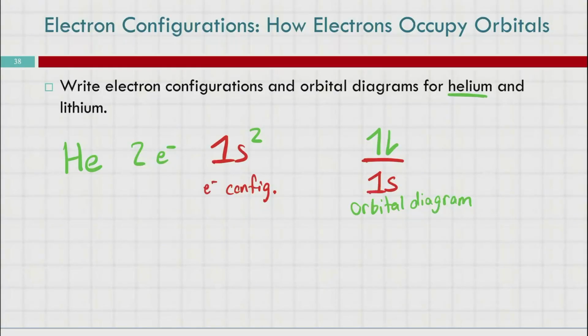All right, moving on to lithium. Lithium is one of our alkali metals. It's number 3 on the periodic table. How many electrons does lithium have? Lithium has 3 electrons. And where are we going to start putting our electrons? What orbital? The first one, 1s. So we're going to start with 1s. And we can put, as we saw earlier, 2 electrons into our 1s orbital.